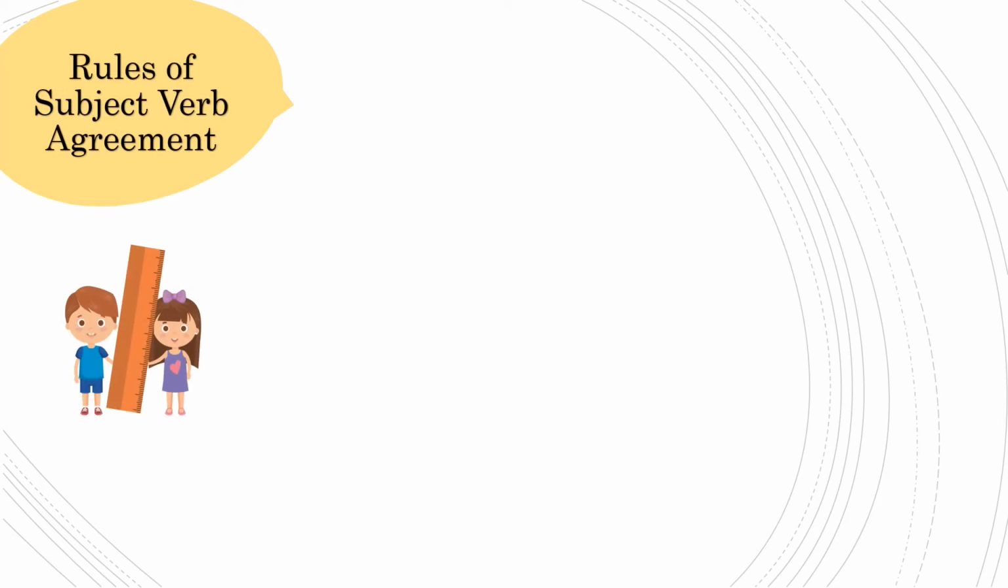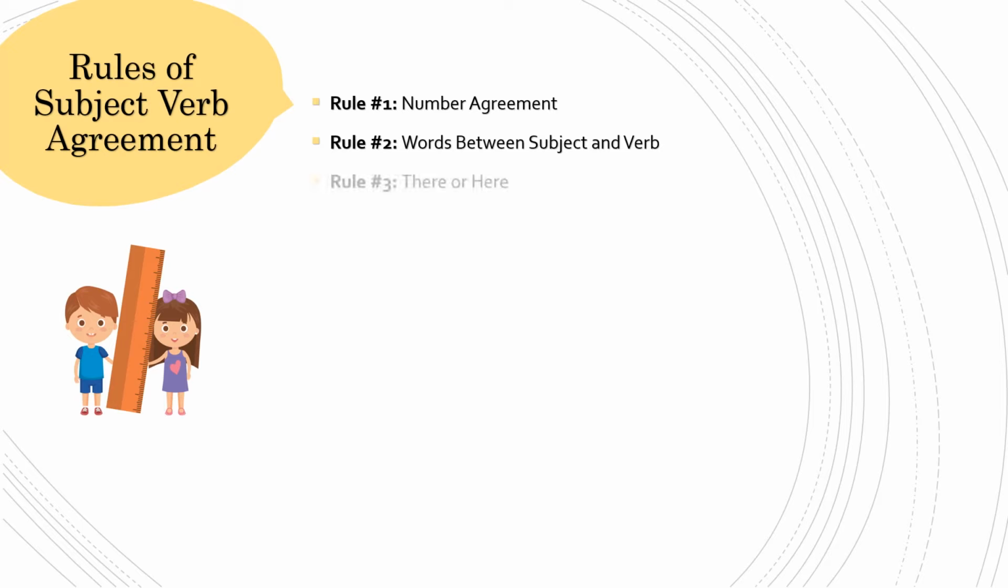Rules of Subject Verb Agreement. Rule number 1. Number agreement. Rule number 2. Words between subject and verb. Rule number 3. There or here. Rule number 4. Subject after verb in questions. Rule number 5. Joined by and.